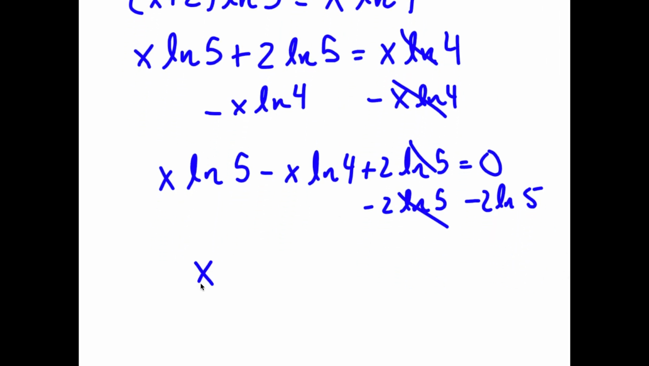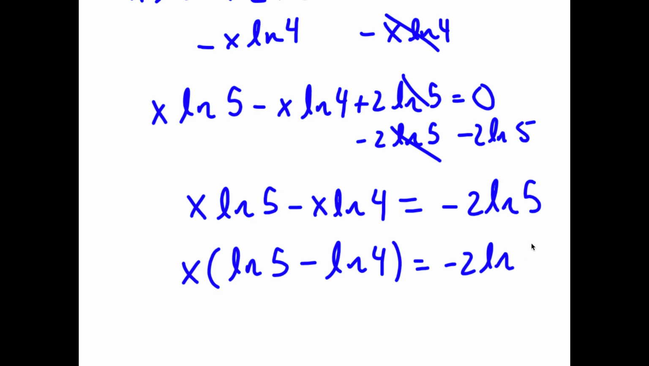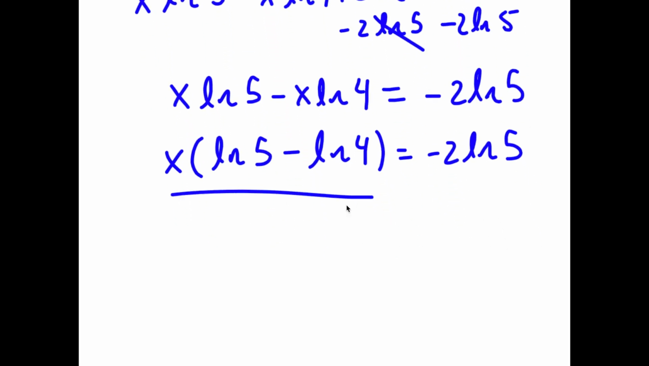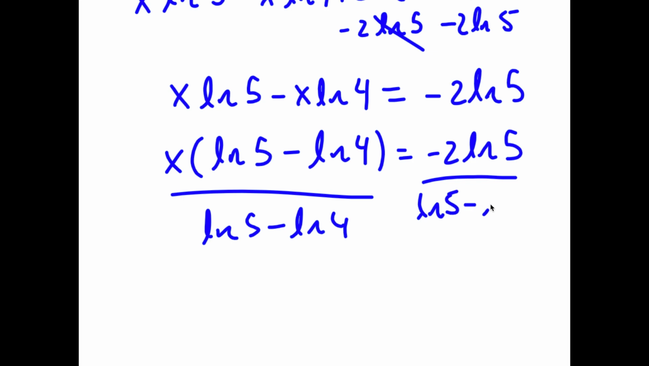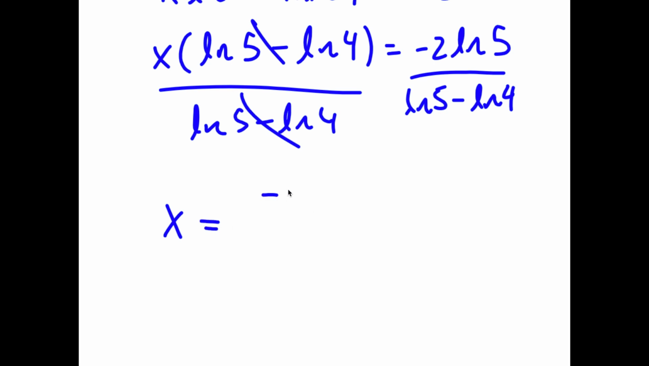Now, if I subtract 2 ln 5 on both sides, these two cancel out, and I get x times ln 5 minus x times ln 4 is equal to negative 2 times ln 5. Now, if I factor out x, I get x times (ln 5 minus ln 4) is equal to negative 2 times ln 5. Now, if I divide both sides by ln 5 minus ln 4, these two cancel out, and I have x is equal to negative 2 ln 5 over ln 5 minus ln 4.